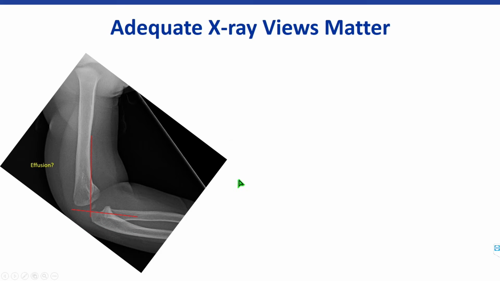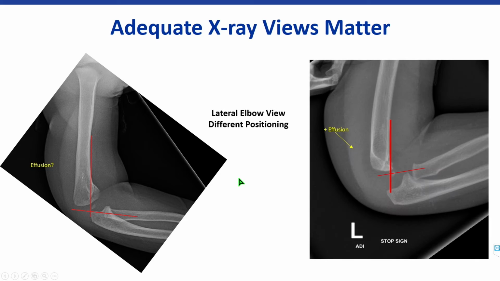So certainly some concerns there, but what happens when we repeat this elbow? Ooh, now it's a little bit better. We can see there is an elbow joint effusion. You can see that posterior fat pad sign. You can see that anterior sail sign.